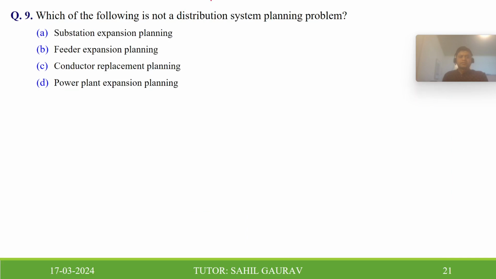The next problem is: which of the following is not a distribution system planning problem? The options are substation expansion planning, feeder expansion planning, conductor replacement planning, and power plant expansion planning. Option D, power plant expansion planning. Yes, correct.